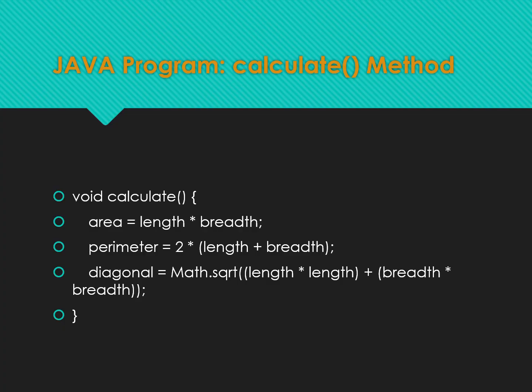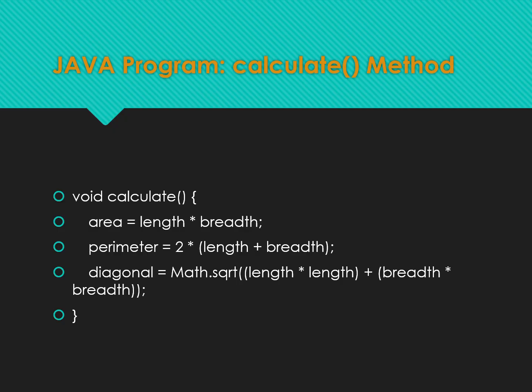Now let's move on to the most important part of the rectangle class, the calculate method. This method handles all the computations required to analyze the properties of a rectangle. First, we calculate the area of the rectangle. The formula is simple, length multiplied by breadth. This value is stored in the area variable. Next, we compute the perimeter. The perimeter of a rectangle is given by 2 times the sum of its length and breadth, represented by the formula 2 times (length plus breadth). This value is stored in the perimeter variable.